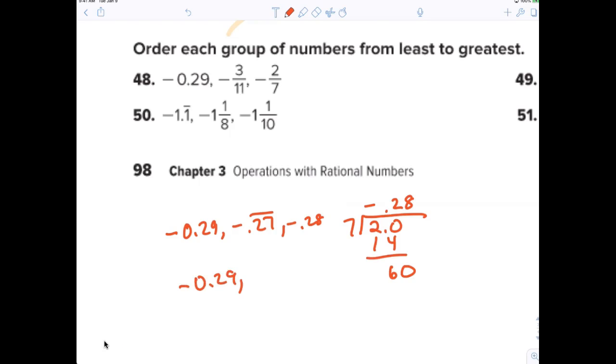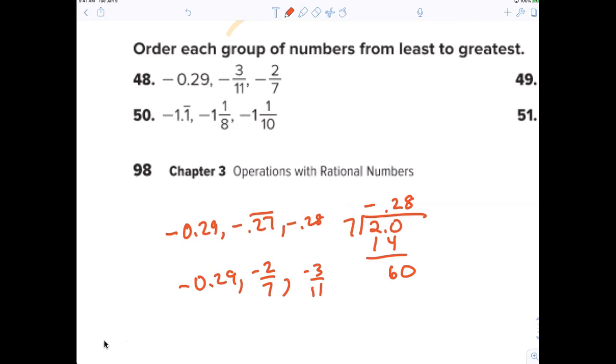Then what's next? What was next? Jack, what's next? Which is what fraction? I don't think so. It was the negative 2/7. That's right. And then finally, the negative 3/11. Does everybody see that? All right.